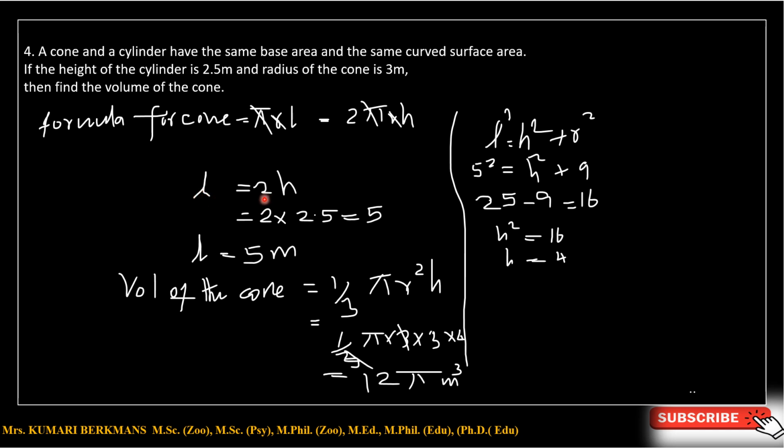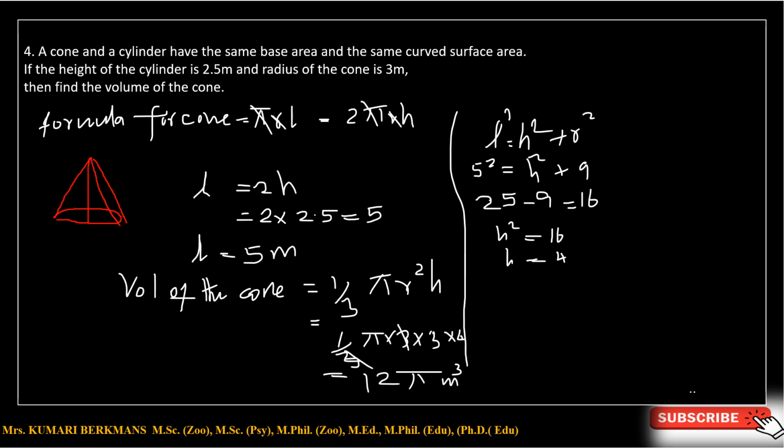Now let us see. 2 into h, h is given already. The height of the cylinder is 2.5. Now 2 into 2.5 is 5. So L is equal to 5 meter. L is in the sense this length of the cone. See, this is the cone, and the straight height is what we have to find; this length is already given, it is 2.5.